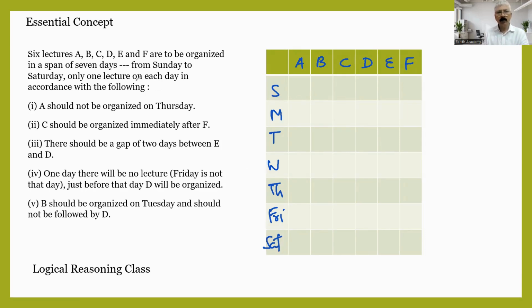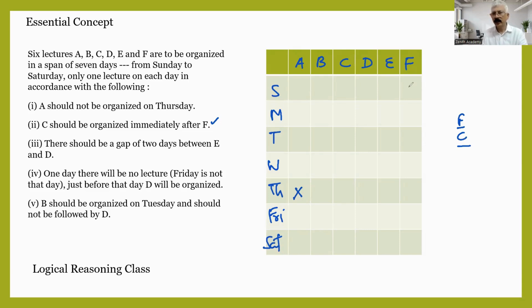From Sunday to Saturday, only one lecture on each day in accordance with the following. Condition number 1, A should not be organized on Thursday. Lecture A should not be organized on Thursday. C should be organized immediately after F. Okay. So now see the logical interpretation of this point. Look here. Lecture C should be immediately after F.